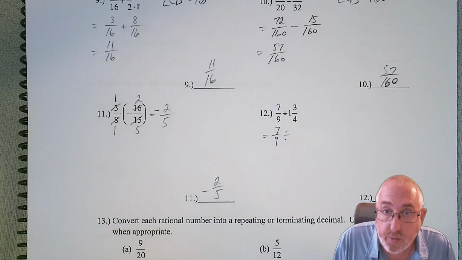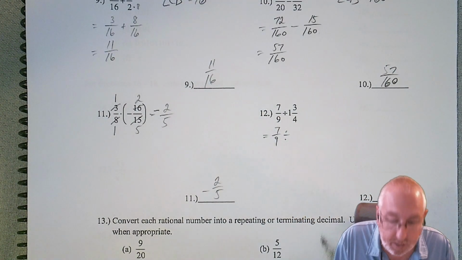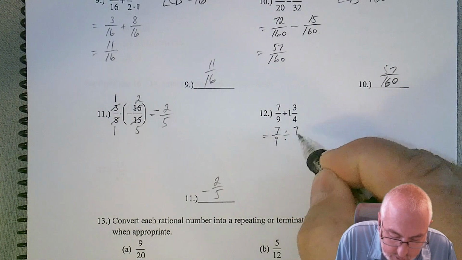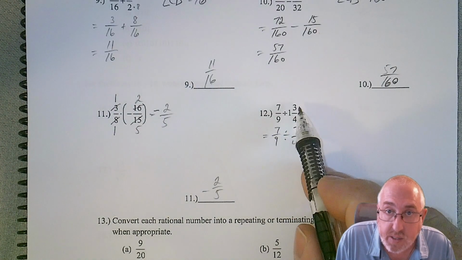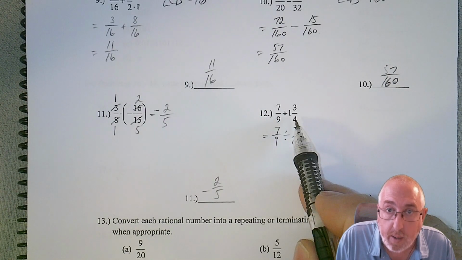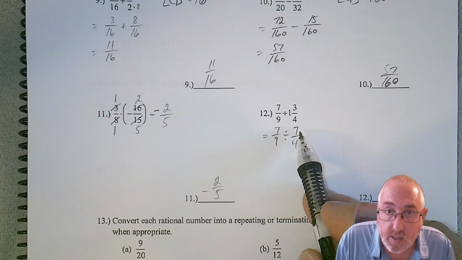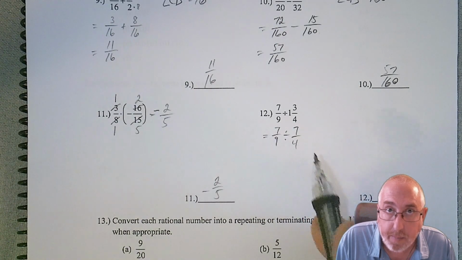So 1 3/4 as an improper fraction better be 7/4, right? Whole number times the bottom plus the top. 1 times 4 plus 3 is 7. And the denominator always stays the same.